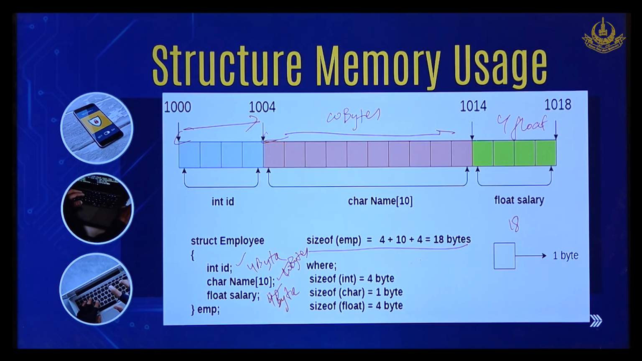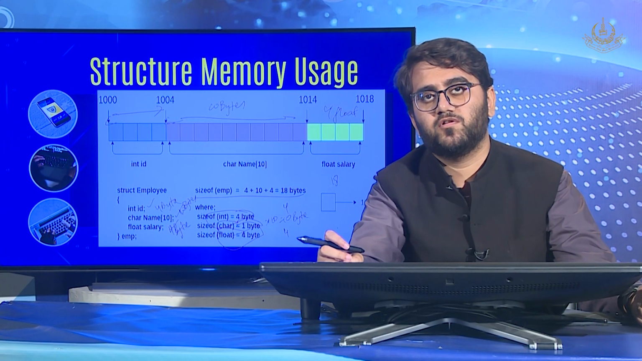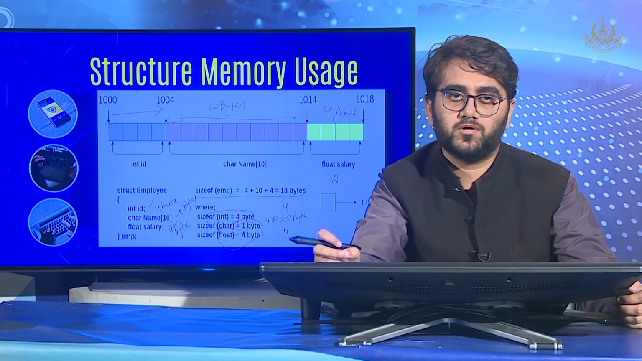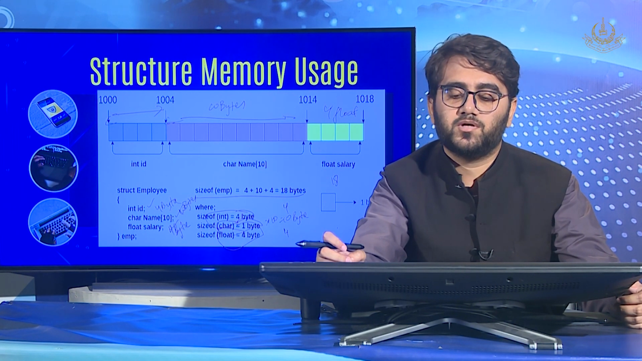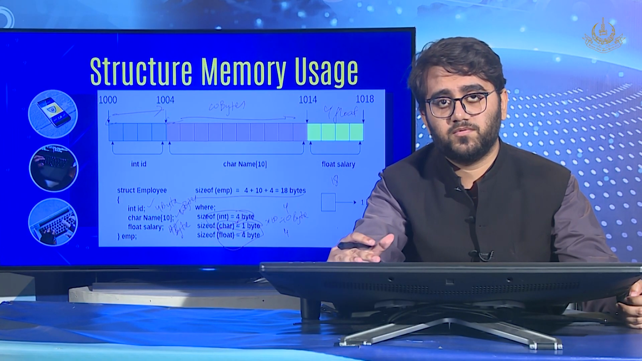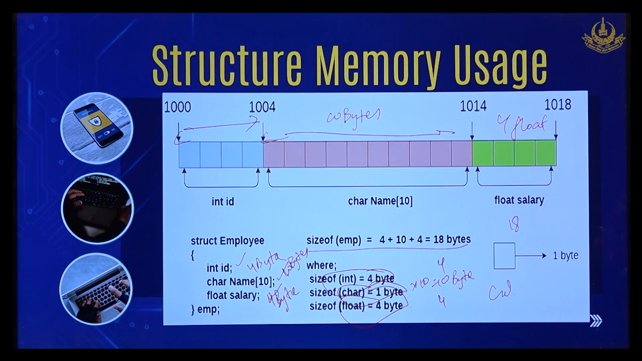So, here is the calculation. The size of an integer is 4 bytes, the size of a character is 1 byte, the size of a float is 4 bytes, and because we have 10 characters, it would take 10 bytes. 4 bytes, 10 bytes and 4 bytes equal 18 bytes. So, that is how you calculate the memory of a structure. If you are given a structure and asked to calculate its memory, you can use this diagram, or you can develop your own diagram.